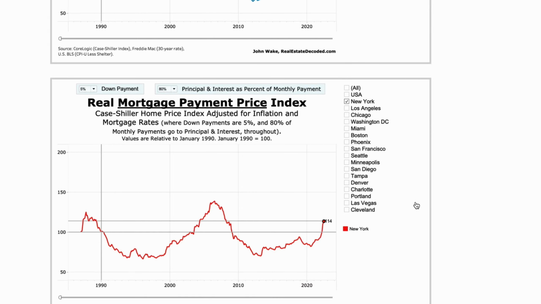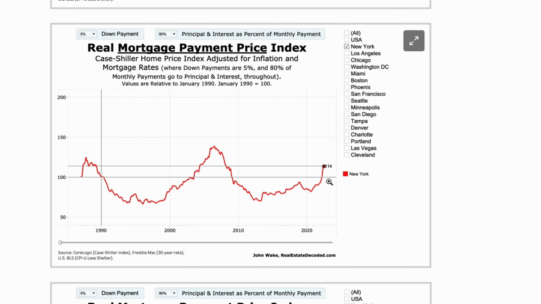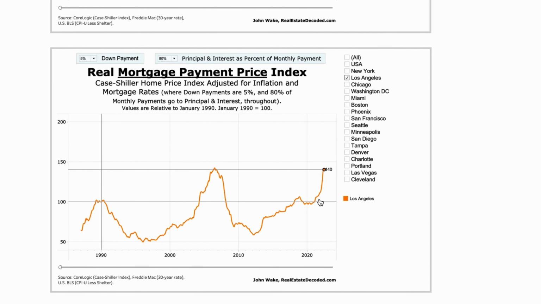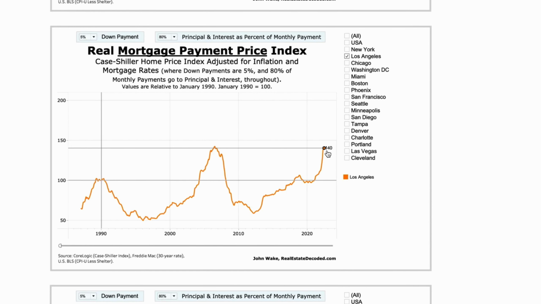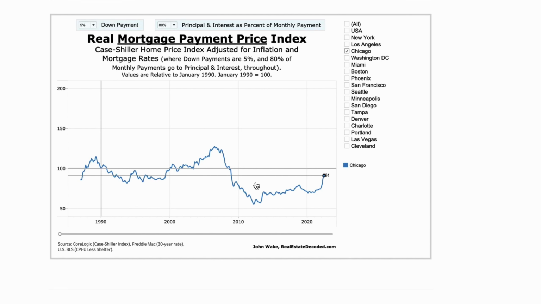And let's go to the largest metro in the country, New York. New York isn't as bad, but it's still pretty bad. But look how bad New York was during the savings and loan. Whoa. And then we'll go to LA. LA is as bad as it was at the peak of the bubble in 2006. And then finally, the third largest metro is Chicago. Chicago is still a lot cheaper than it was back then.